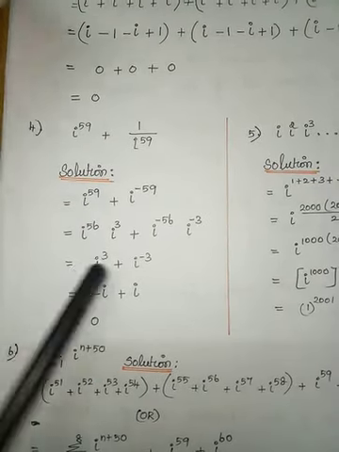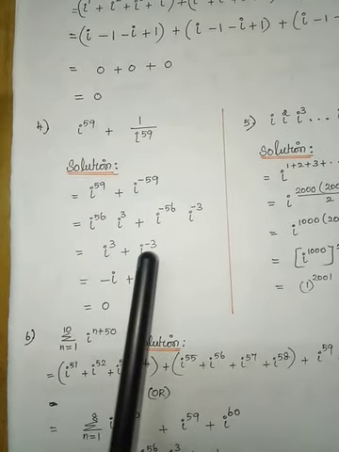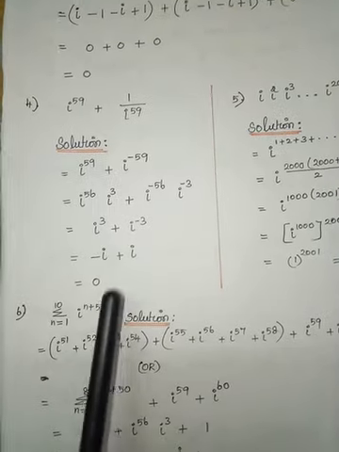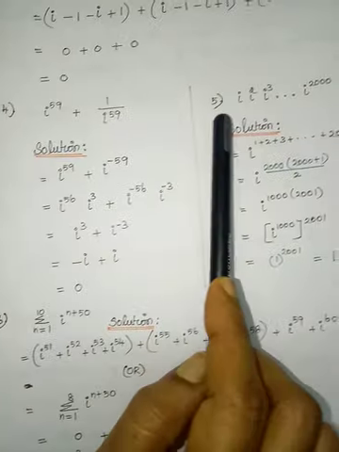What is i cube, girls? i cube is equal to minus i, so I have written minus i. What is i power minus 3? i power minus 3 is equal to i. So it is i. Minus i plus i, that is equal to 0. Come to the fifth problem.